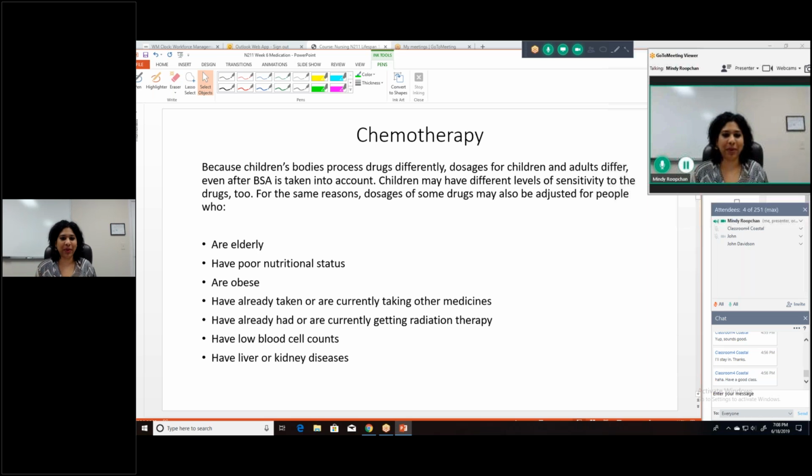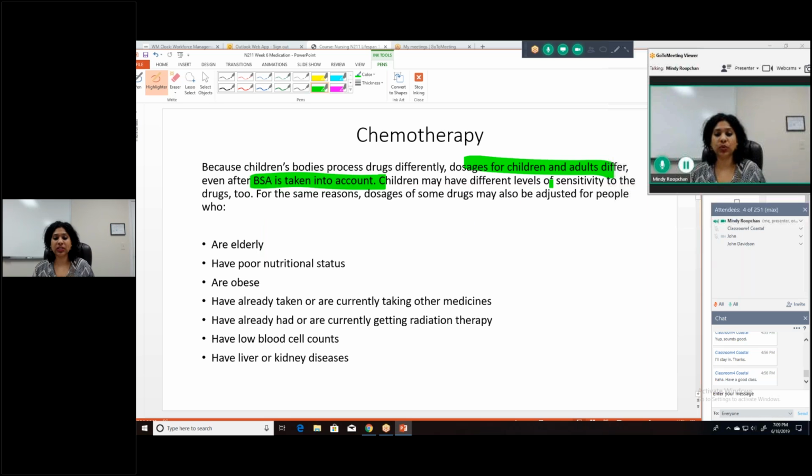That's usually given to you. You don't have to memorize any of that. So because children's bodies process the drugs differently, and also elderly, the doses for children and adults are going to differ even after BSA is taken into account.